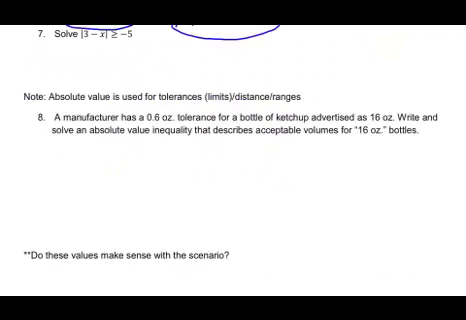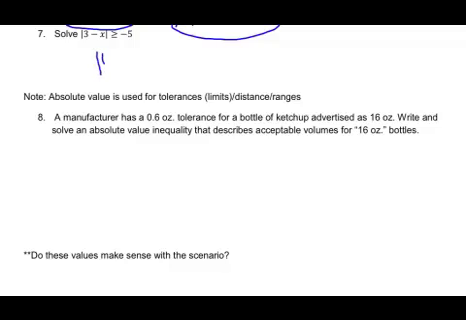Now number 7, we are solving the absolute value of 3 minus x is greater than or equal to -5. Now if we look at the solution to these inequalities, inside the absolute value, if you're taking the absolute value of something, it's always going to be a non-negative number. So if we have a non-negative number is greater than or equal to -5, we know that any number is going to work. So no matter what number we put in for x, it is always going to be greater than or equal to -5 because of the absolute value sign.